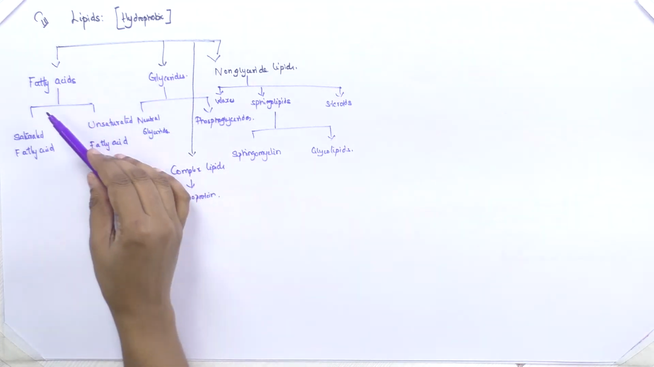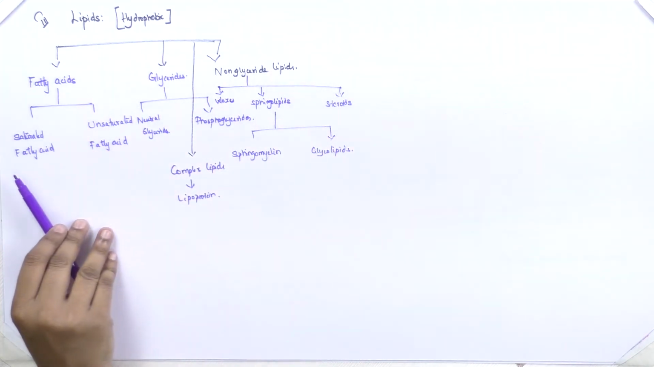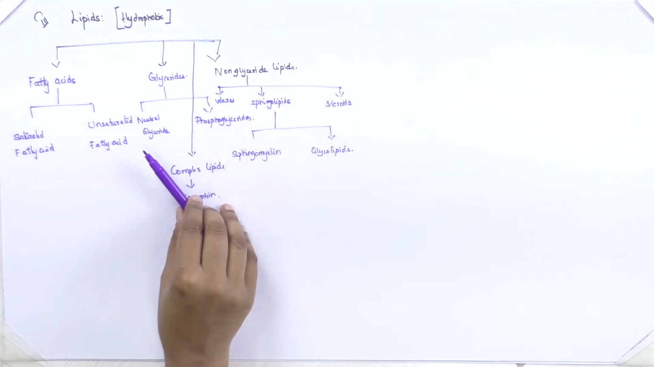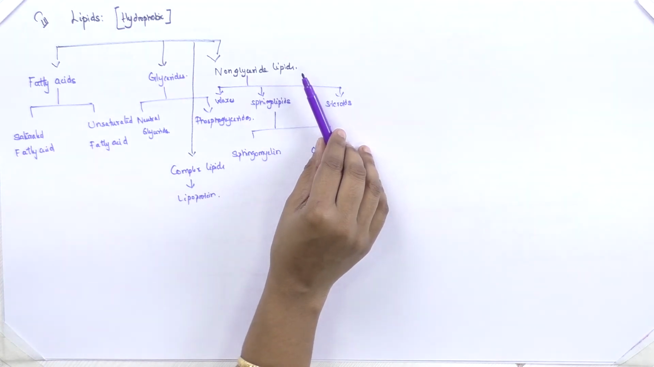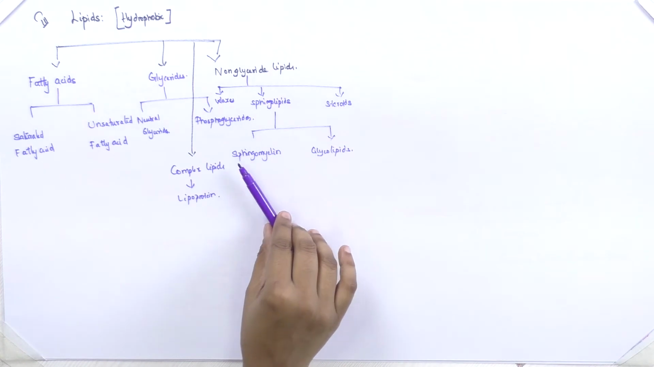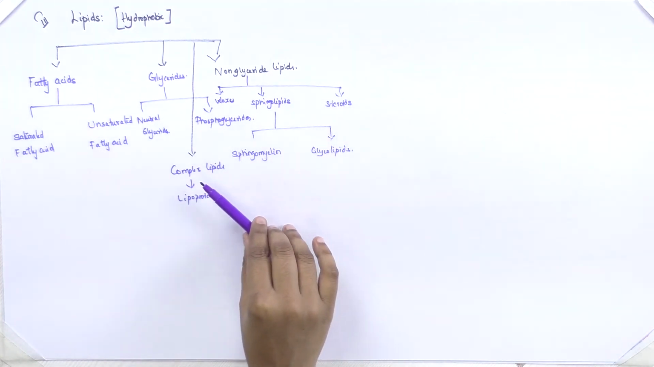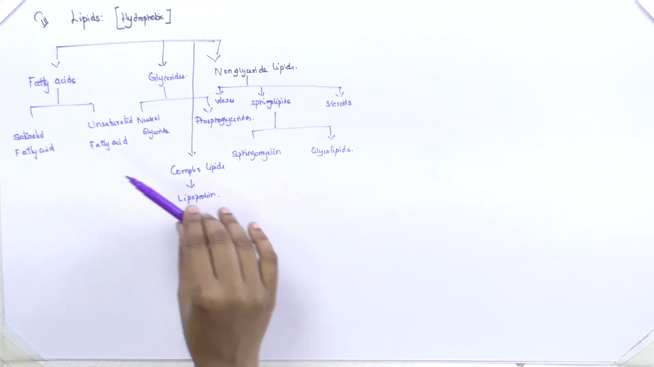Under lipids you have fatty acids, glycerides, non-glyceride lipids. Under fatty acids you have saturated fatty acids, unsaturated fatty acids. Under glycerides you have neutral glycerides and phosphoglycerides. Under non-glyceride lipids there are three categories: waxes, sphingolipids and steroids. Sphingolipids are further divided into sphingomyelin and glycolipids. One of the rare categories of lipid is complex lipid, and they are known as lipoprotein. So now we're going to see the structure for every compound.